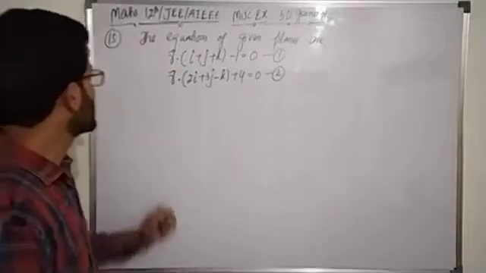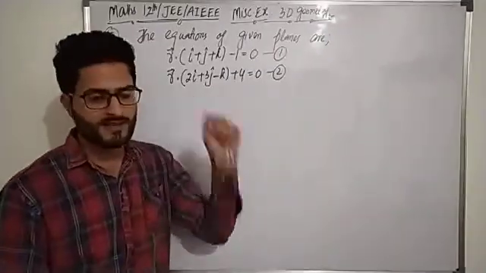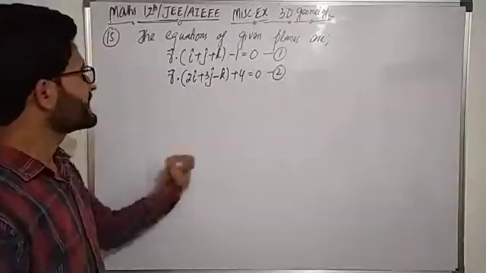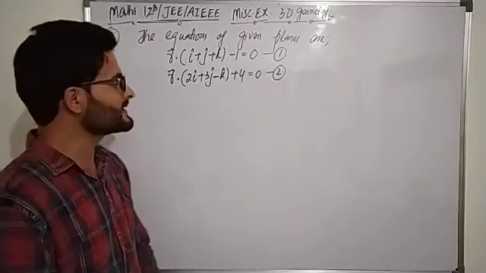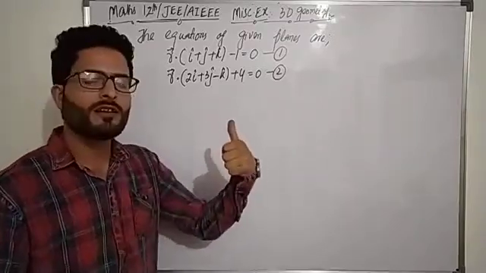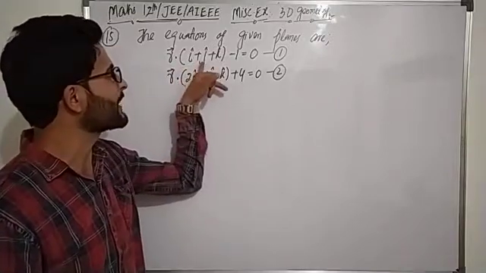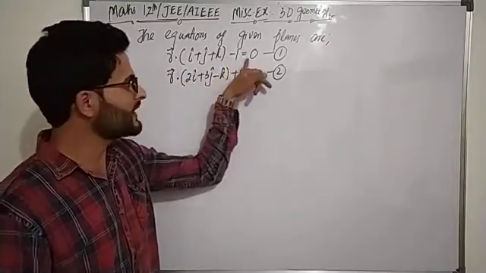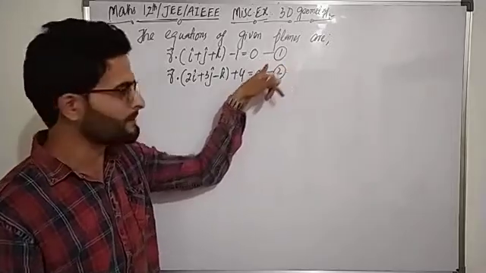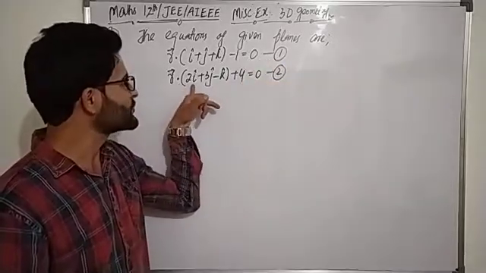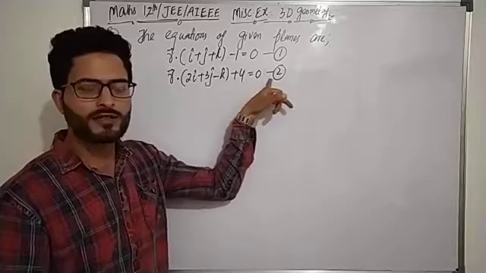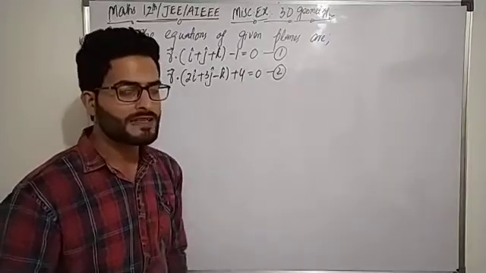In the previous class we have done some questions regarding the miscellaneous exercise of three-dimensional geometry, and there we are on question number 15 of the same exercise. This question is all about two given planes expressed in terms of their vector equations. The equation of the first plane is r vector dot (i plus j plus k) minus 1 is equal to 0. That's the equation of the first plane. And r dot (2i plus 3j minus k) plus 4 is equal to 0. That's the equation of the second plane.